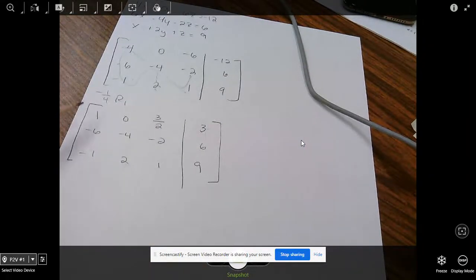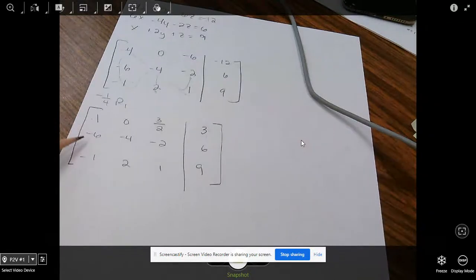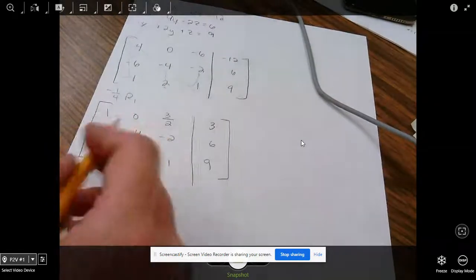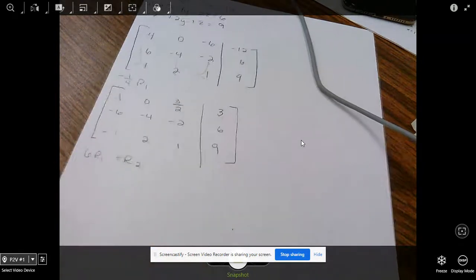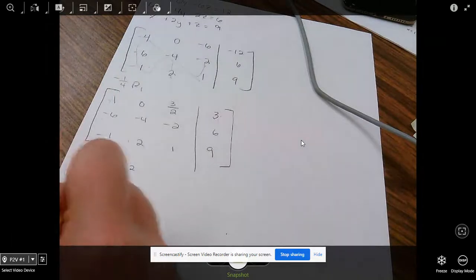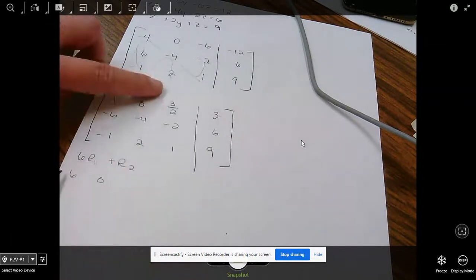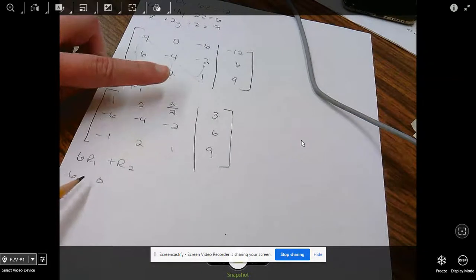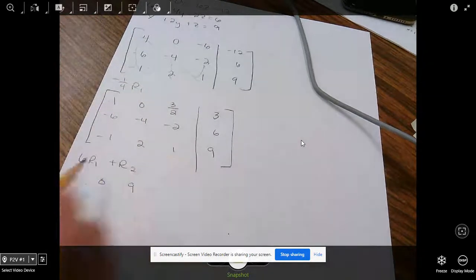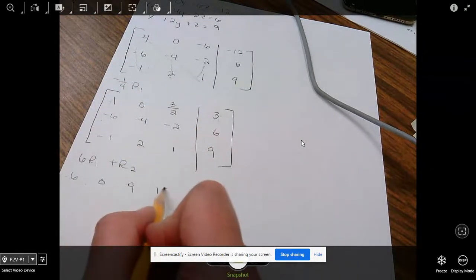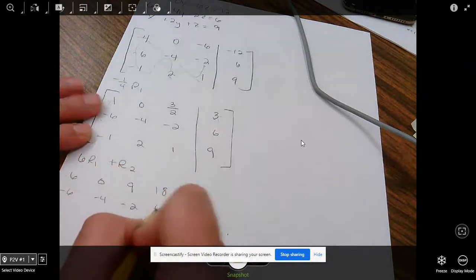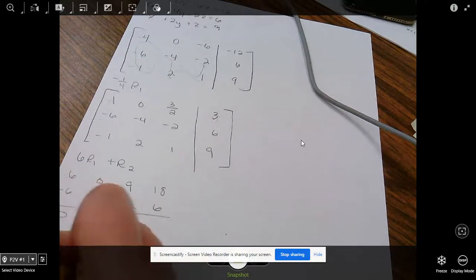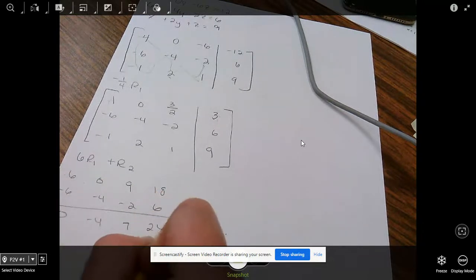Okay. Now that this is a 1, I want to get rid of this negative 6. So I need to make this 1 for the moment a positive 6, and then apply it to row 2. So the top row is going to be 6, 0, 18 over 2, which is 9. Math is beautiful. 6 times 3 is 18. Row 2 is negative 6, negative 4, negative 2, and 6. You're going to get 0, negative 4, 7, 24.